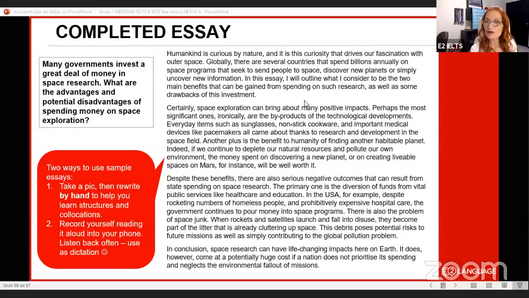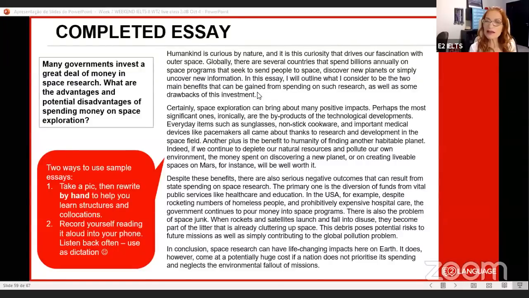Globally, there are several countries that spend billions annually on space programs that seek to send people to space, discover new planets, or simply uncover new information. In this essay, I will outline what I consider to be the two main benefits that can be gained from spending on such research, as well as some drawbacks of this investment.